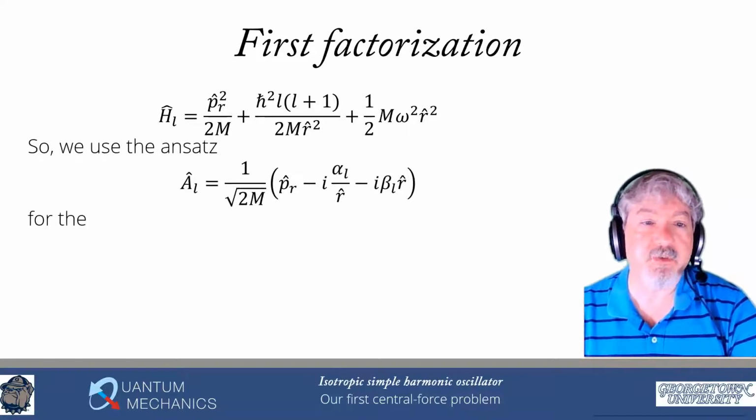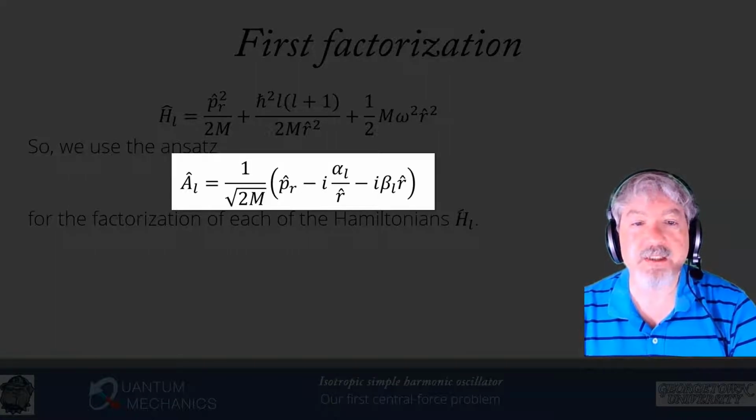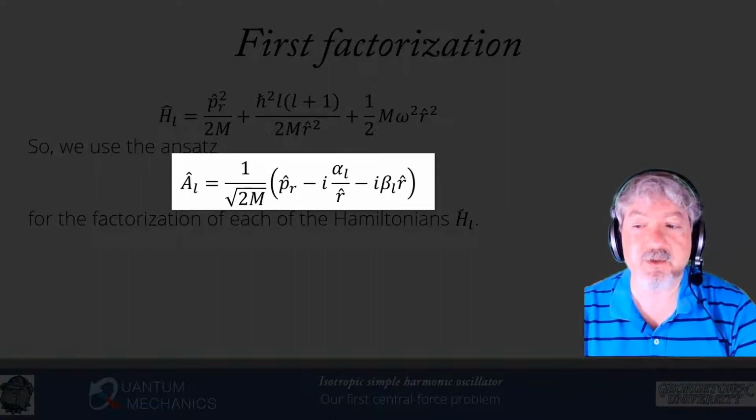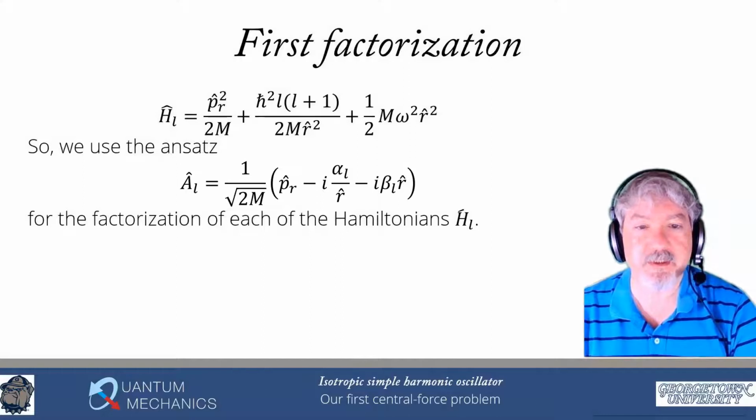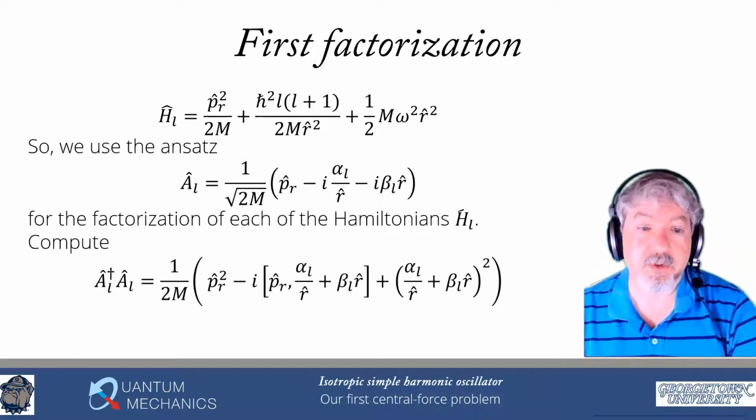So what that means is we're going to have as an ansatz that our lowering operator AL is 1 over the square root of 2m times PR minus i alpha L over r hat minus i beta L times r. I'm absorbing a number of constants, the h bar, k and so forth, into those constants alpha L and beta L. And now all we have to do is calculate AL dagger AL and ensure that we get HL plus a constant. So let's go ahead and do that.